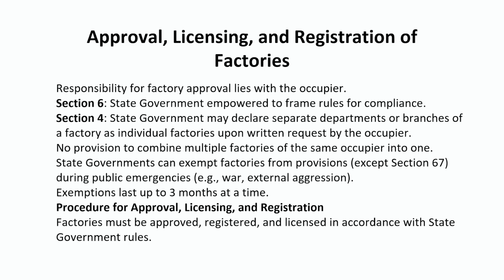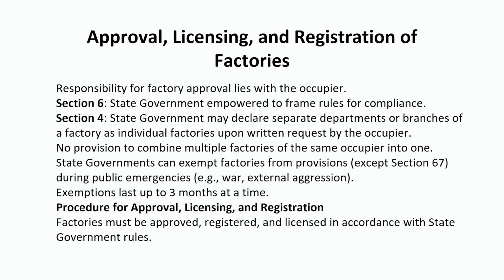Approval, licensing and registration of the factory. This is very important when we talk about approval, licensing and registration of the factory. This is the duty of the occupier. He must see that for the factory, the layout plan has been approved by the government, the license has been issued and the registration of the factory has been done.